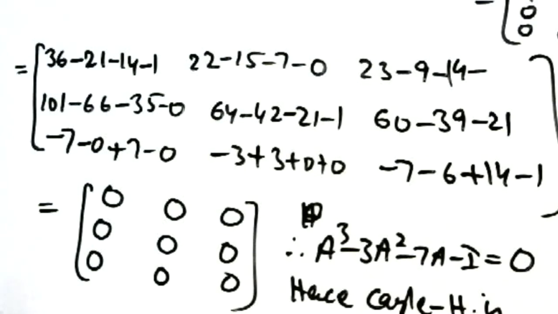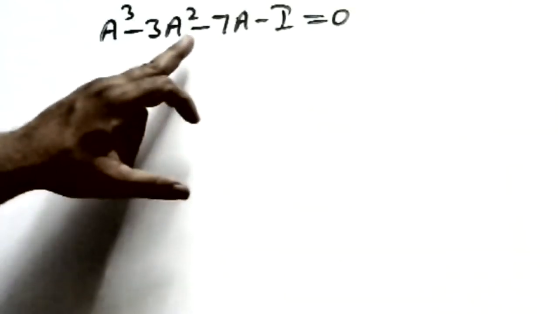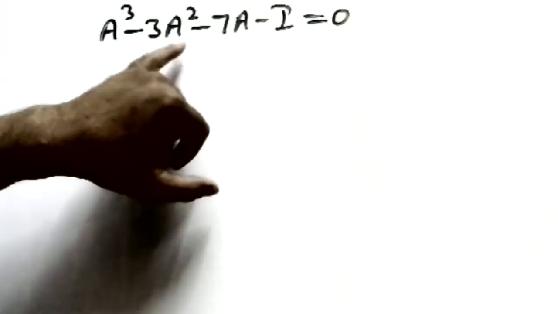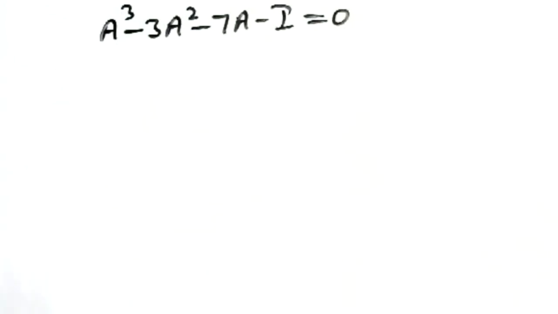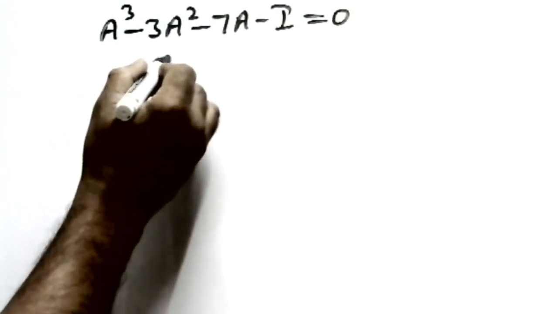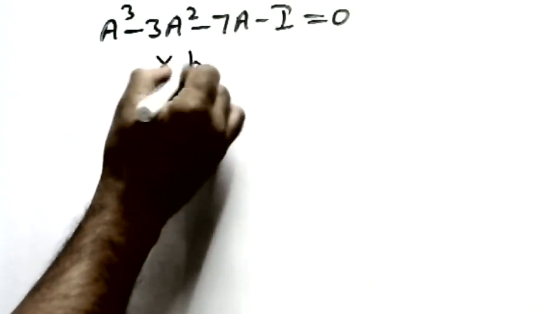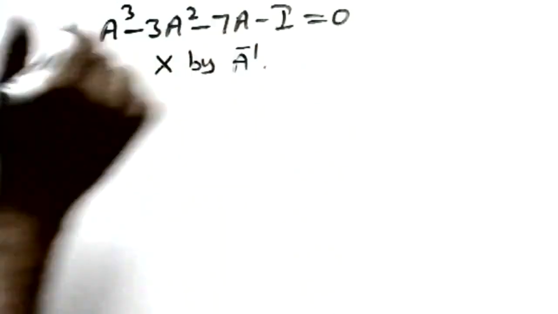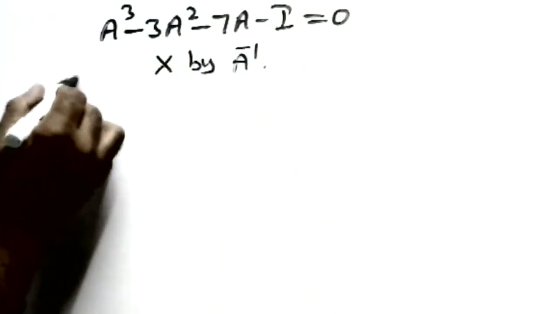Now we have to go into the next part. We have to find A inverse. Using this we will find A inverse. Now using the Cayley-Hamilton theorem, we have to find A inverse. We can find A inverse directly, but here the question is that using this equation we have to find A inverse. So the first step is to multiply each term by A inverse. You multiply each term by A inverse.